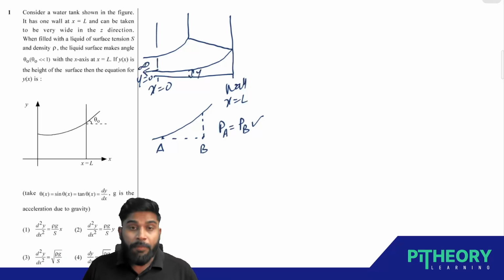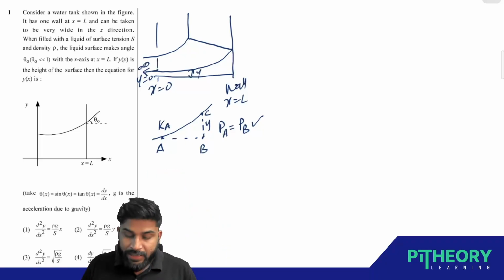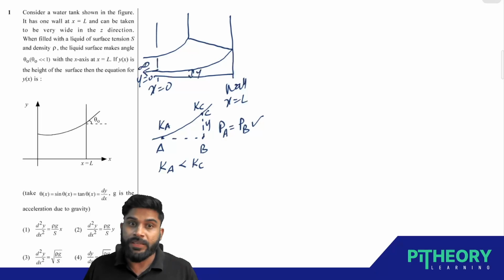See here, above the point B, we have a Y length of liquid, but above A, we don't. But still, how can the pressure at these 2 points be the same? The simplest answer to that lies in the curvature at these 2 points. Say the curvature at A is KA, and at this point C, which is directly above the point B, let's say it is KC. The curvature at A will be less than the curvature at C, obviously.